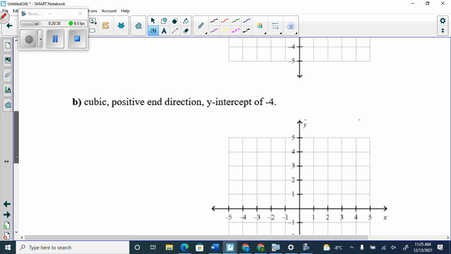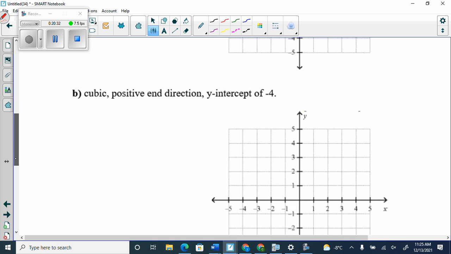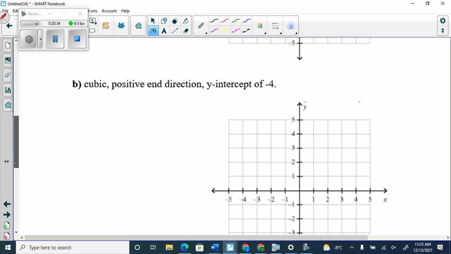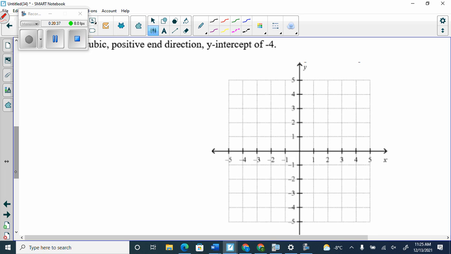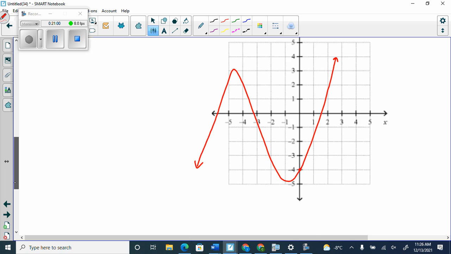B says cubic, positive direction, y-intercept of -4. So it has to end up on the right, down on the left, correct? And it's cubic, so it could do whatever we want it to. It just needs to end up here somewhere. So we could go just like this, and then curve, and then we could go, oh, that'd be a really bad graph. Pretend that's all on the thing.